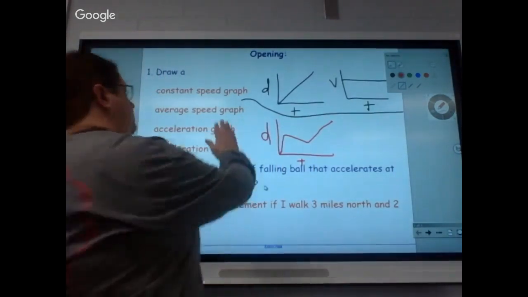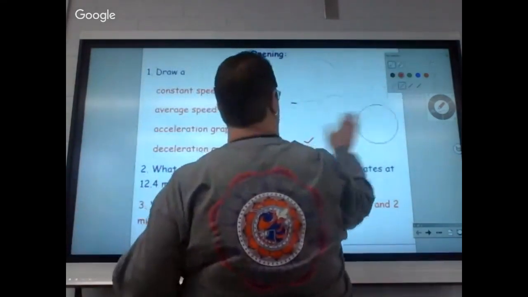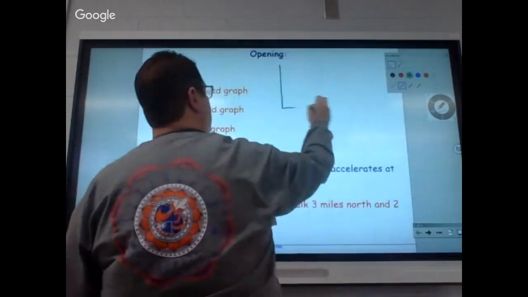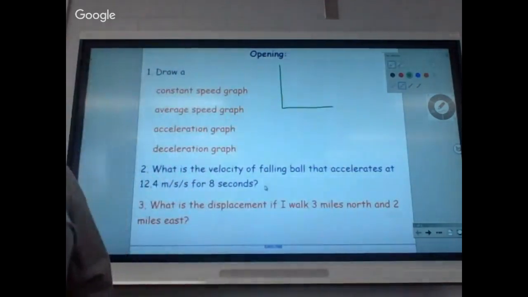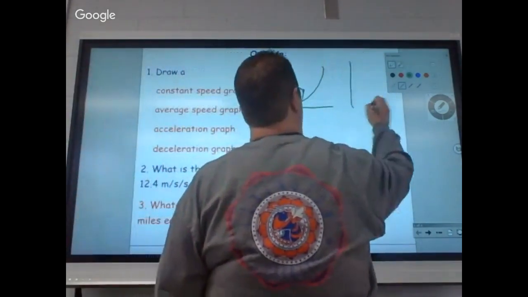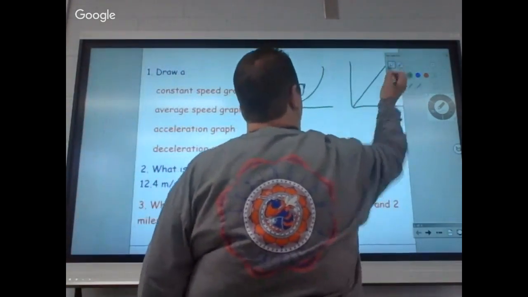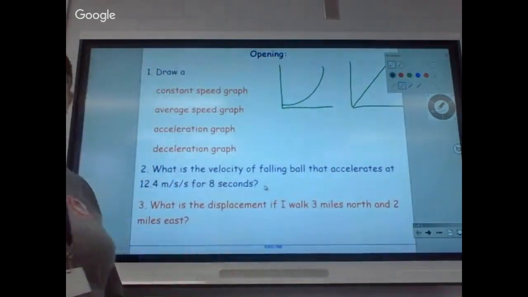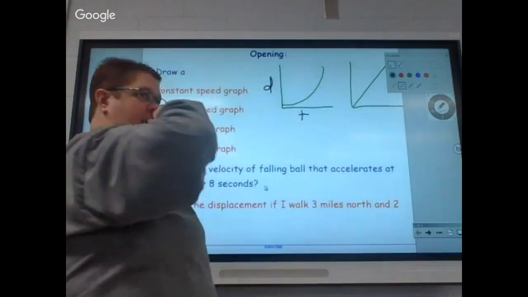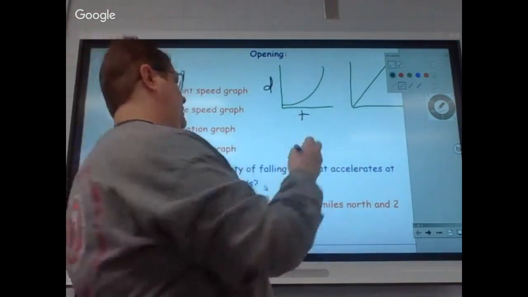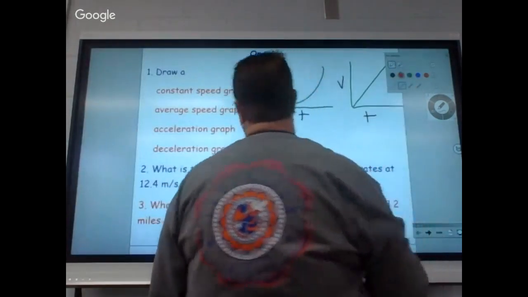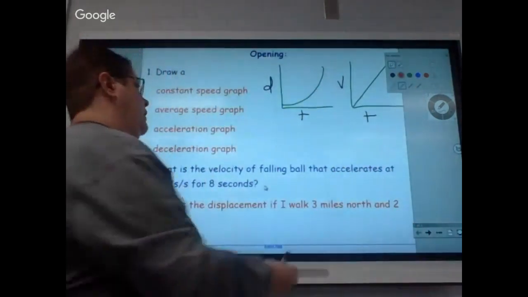Okay, so for acceleration, how would I draw acceleration? I heard a curve and I heard a straight line. So for the curve, how am I going to label my axes? D and T. And for the straight line, how am I going to label it? V and T. Okay. And so for deceleration, it's flipped.